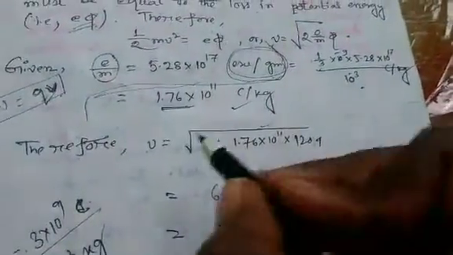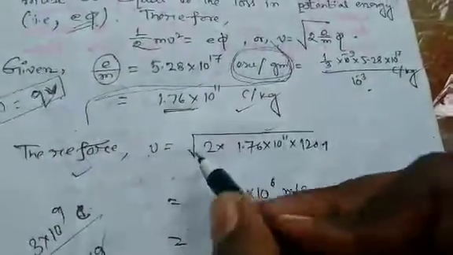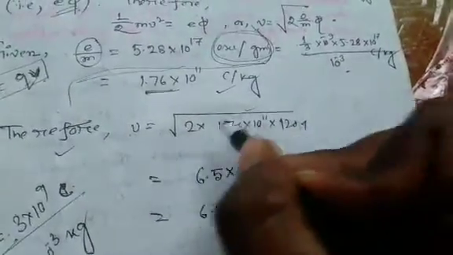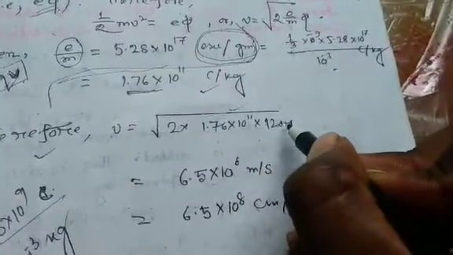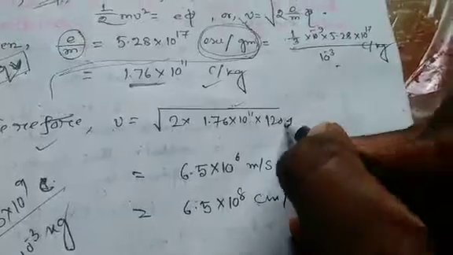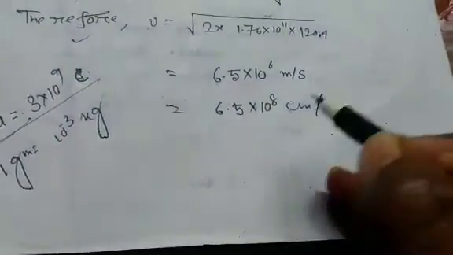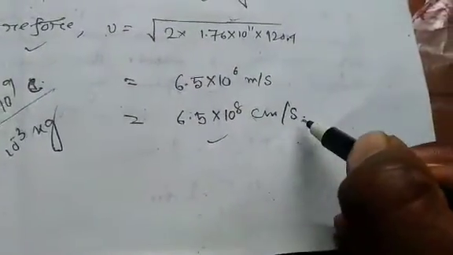Now the velocity of the electron, v equals to root over of 2 into 1.76 into 10 to the power 11 into 120.4. After simplification, this comes as 6.5 into 10 to the power 8 centimeter per second in CGS unit.